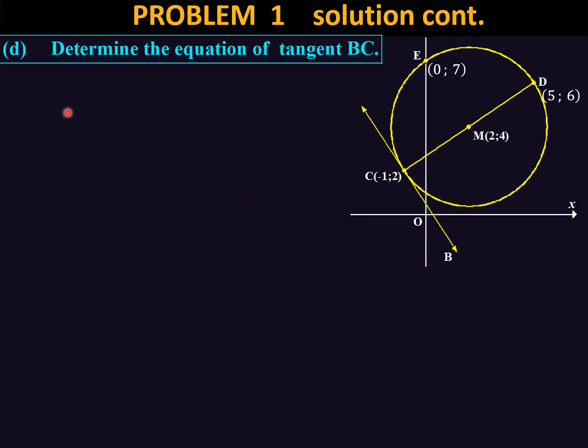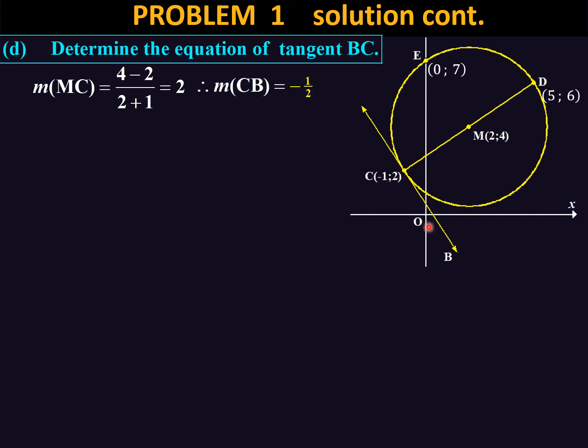Determine the equation of a tangent BC. Let's see, so I want this equation. You know the procedure? 3 steps. First, gradient of the radius, which is gradient of MC, which is quite easy, and that gives us a 2. Then I use that gradient to find the gradient of the tangent, because what do I know? Radius and tangent are perpendicular, right?